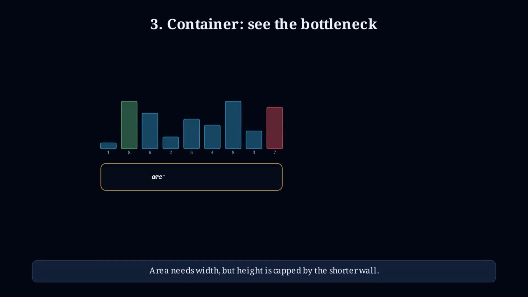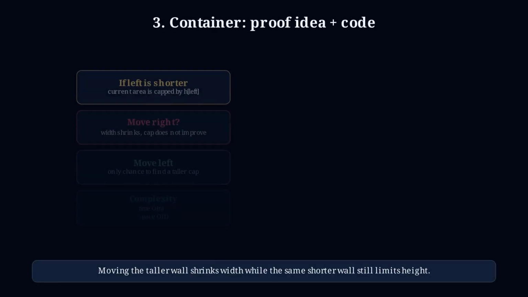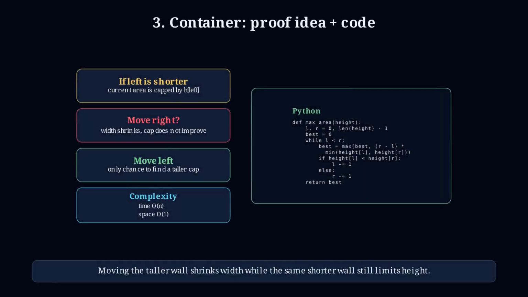Container With Most Water looks different, but it is the same deletion idea. The area depends on width and the shorter wall. When two walls are chosen, the taller wall is not the bottleneck. The shorter wall controls the maximum water level, so why move the shorter wall? If we move the taller wall, the width gets smaller, and the limiting height cannot become better because the same shorter wall still limits the container. Only replacing the shorter wall can possibly improve the answer.